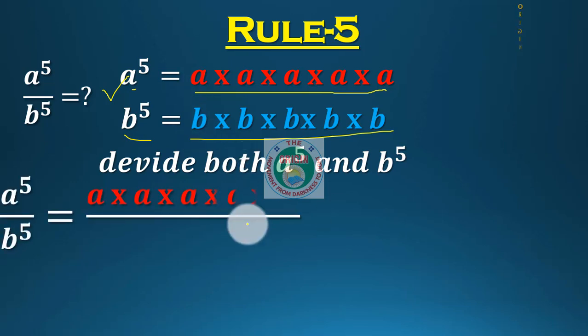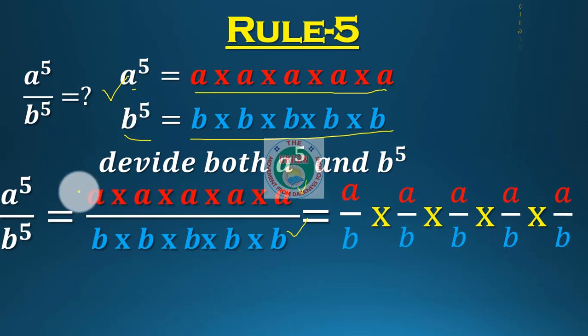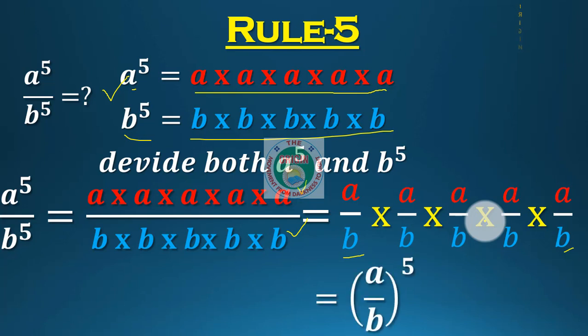Then a power 5 by b power 5 equals a multiplied by 5 times and b multiplied by 5 times. I separated here a by b, a by b, a by b, a by b, a by b. That is a by b multiplied by 5 times. That is a by b whole power 5. We can write that one as a by b whole power 5.